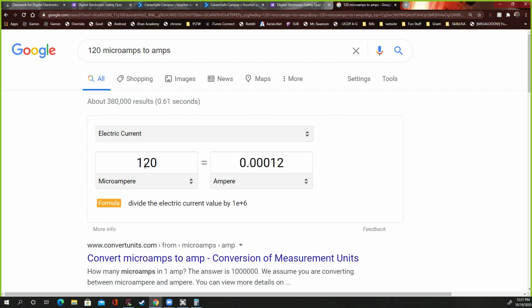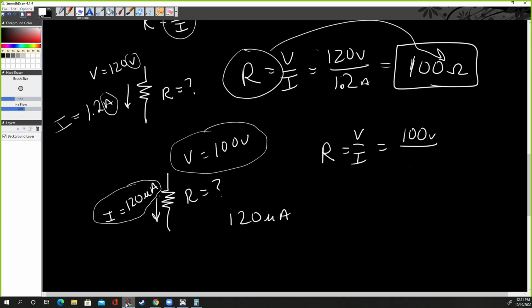So 120 microamps is 0.000. That's 3 zeros with a 1-2 amps, or amperes, right? Remember, that's the other name you can call it. So there were 3 zeros there. So let's write it. Zero. Wait, my pen's not working. What did my son do? 0.00012 amps. So now we're in amps right here, see?